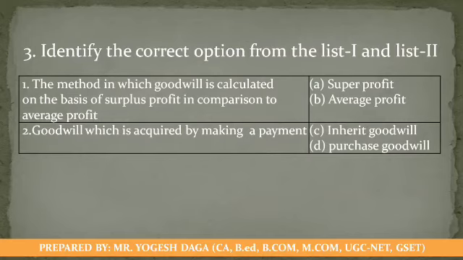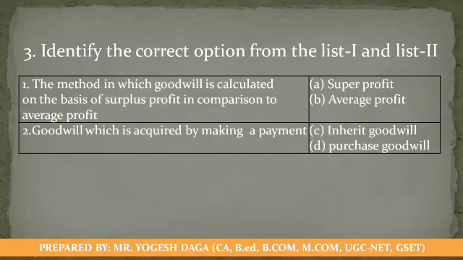Now the answer. The method in which goodwill is calculated on the basis of surplus profit in comparison to the average profit. Yes students, it is saying the method in which we calculate the profit, in which average profit is always deducted by something to get the surplus profit. The answer for this is super profit, that is, A is the correct answer. Why? Because super profit is always calculated as average profit minus normal profit. So the extra profit which is there is always a super profit. So for the first, A is the correct option.